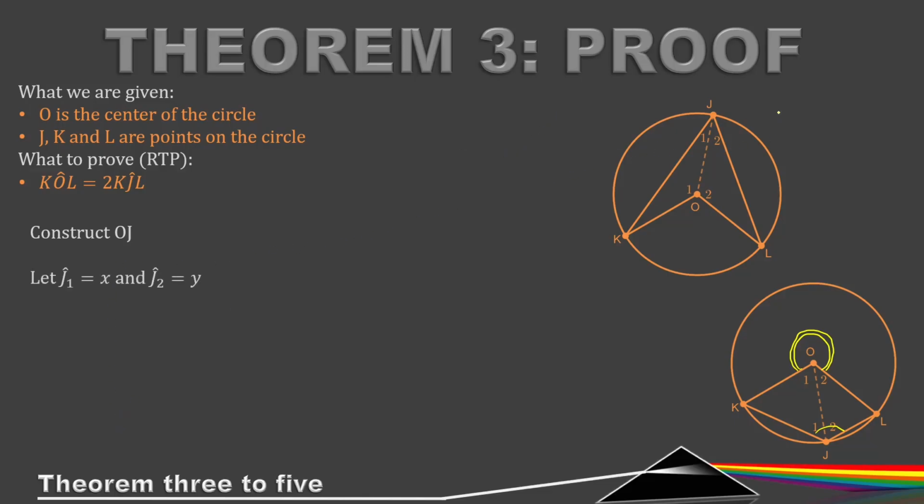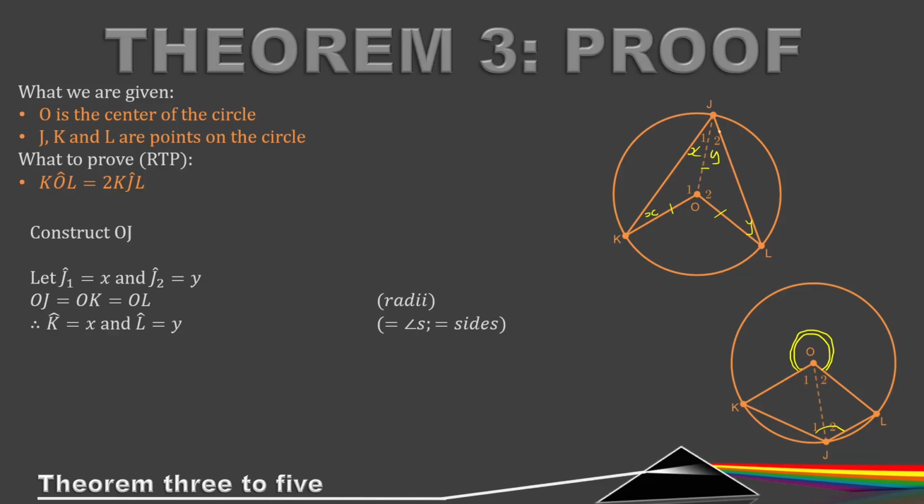Okay, so the first thing we do is we let J1 equal x, and we let J2 equal y. Then we note that OJ, OL, and OK are all three radii, which means they are equal. This leaves us with two triangles: one over here, JOL, which is an isosceles triangle, and the other triangle, JOK, also an isosceles triangle. So we can say that K is equal to x, and that L is equal to y, because equal sides give equal angles.